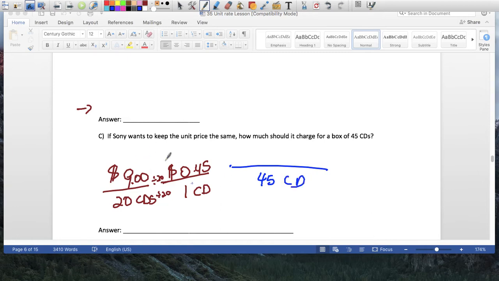So I'm going to use the same rate here to find out how much 45 CDs is. So I can use that. So it's multiplied by 45, and on top it's going to be times 45. So if you get 45 cents times 45, you're going to get a total of $20.25.